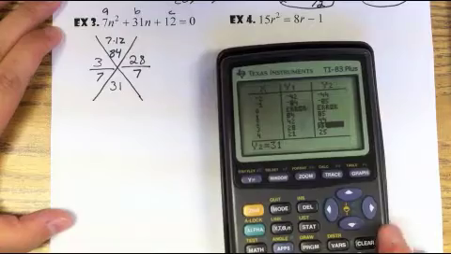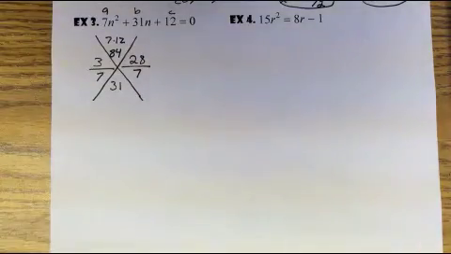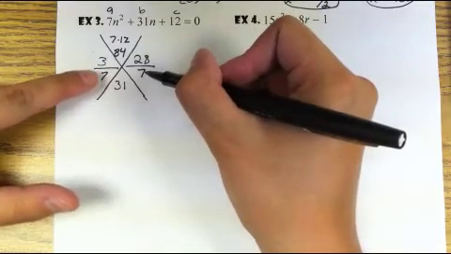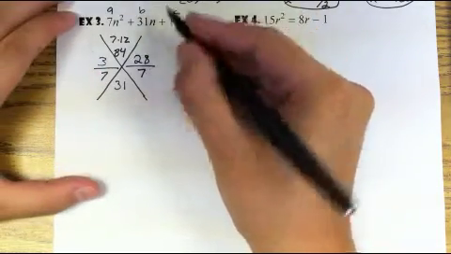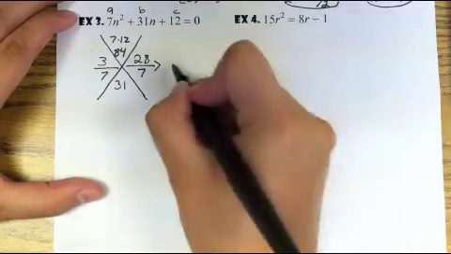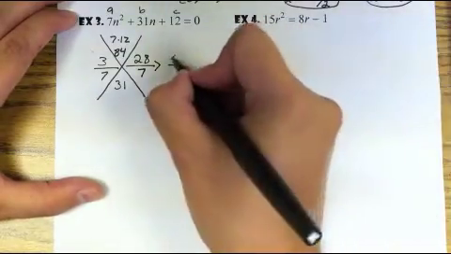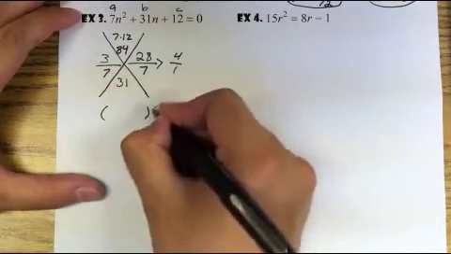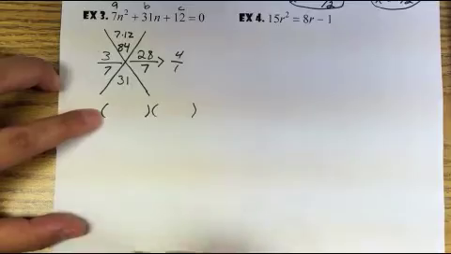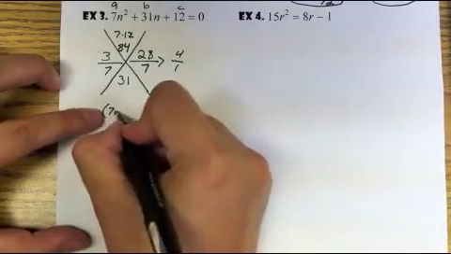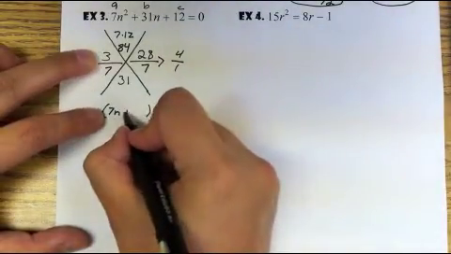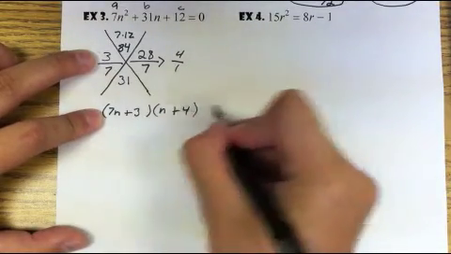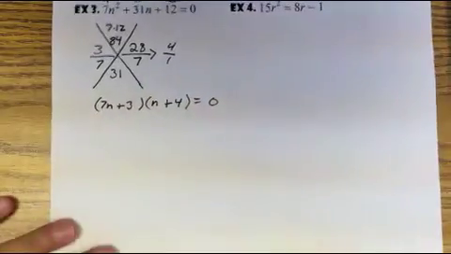Sounds good? All right. Remember, now that we have an A that is not 1, we're going to have to reduce. This one does reduce down to what? 4 over 1. Good. Now we're good to go. So let's factor this out. Let's put our parentheses up. What goes first? Numerator, denominator. That's right, denominator. So 7n plus 3, and then n plus 4 equals 0.